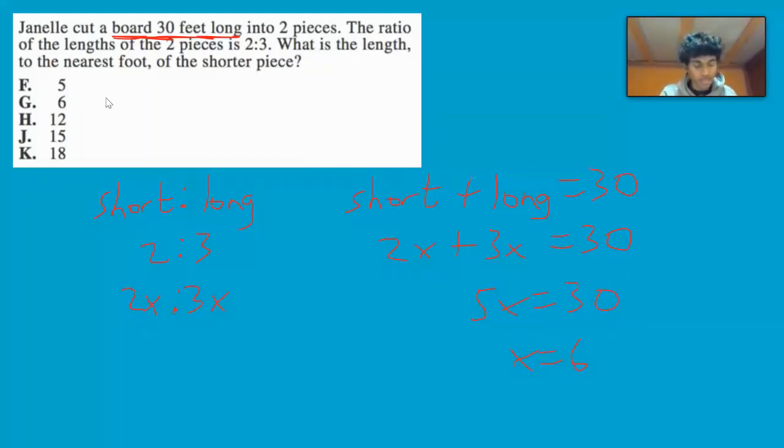So now what we can do from here is use this in our ratio right here. So we plug in 6 for x, now that we've solved for it. 2 times 6 to 3 times 6 gets us 12 to 18. So this means that the length of the shorter piece is 12 feet and the length of the longer piece is 18 feet. So therefore, the length of the shorter piece would be choice H, 12 feet. And this is our answer.